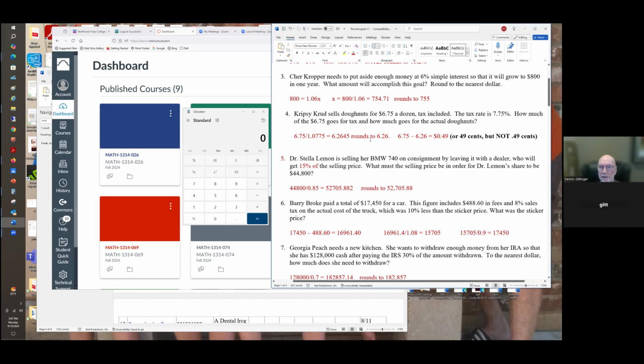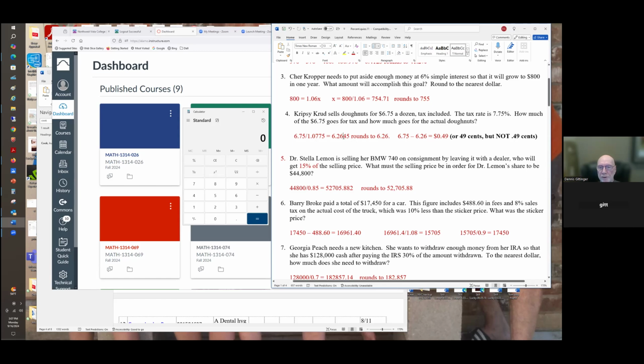Now, it didn't say what to round it to, but it's money, and you always round money. In my class, you round it to the nearest penny unless I ask you to round it to something else. So you round it by looking at the digit to the right of the pennies.